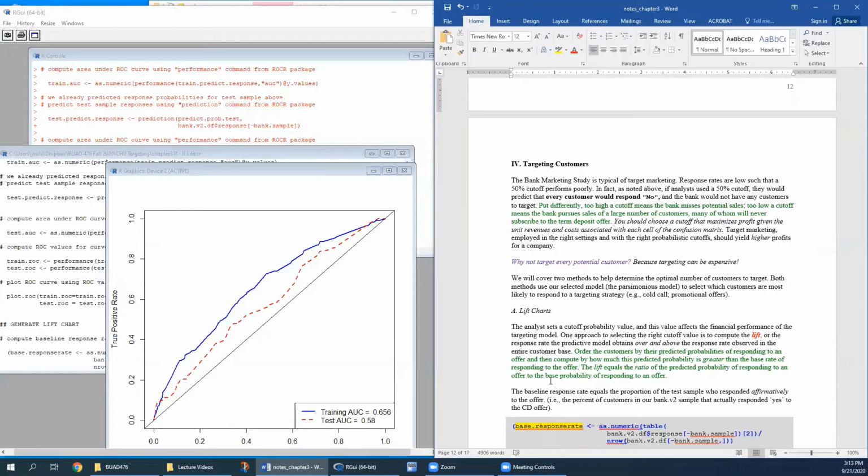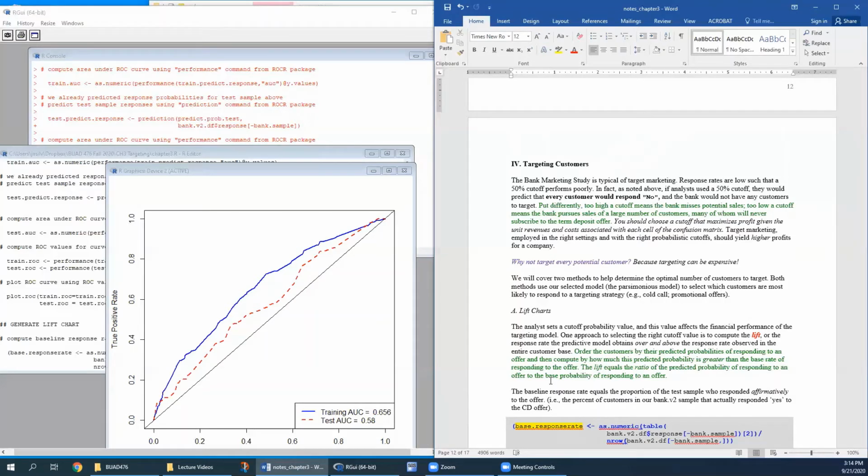Put differently, too high of a cutoff means the bank misses potential sales, but too low of a cutoff means the bank pursues sales of a large number of customers, many of whom will never subscribe to the term deposit offer. So we should choose a cutoff that maximizes profit given the unit revenues and costs associated with each cell of the confusion matrix. Target marketing employed in the right setting and with the right cutoff should yield higher profits for the company. So basically, targeting allows us to be more efficient, and we have a limited marketing budget, and by targeting customers who we expect to be most likely to say yes, it helps us use our money in the most effective way.